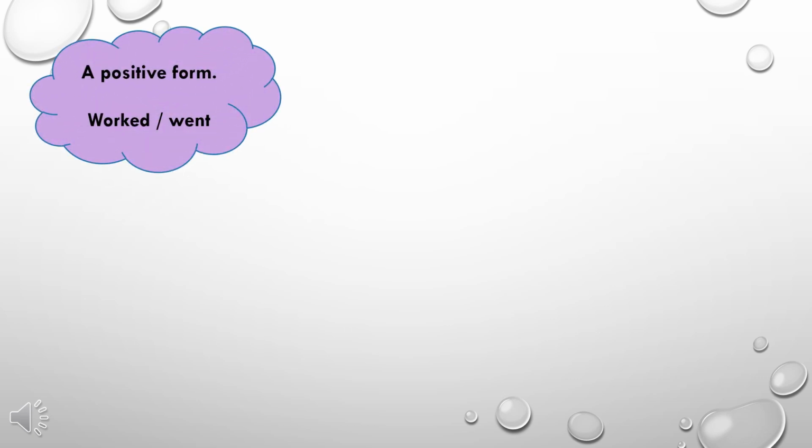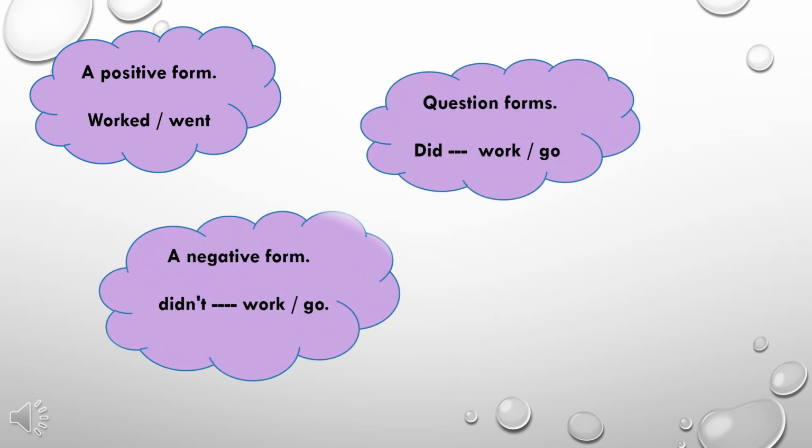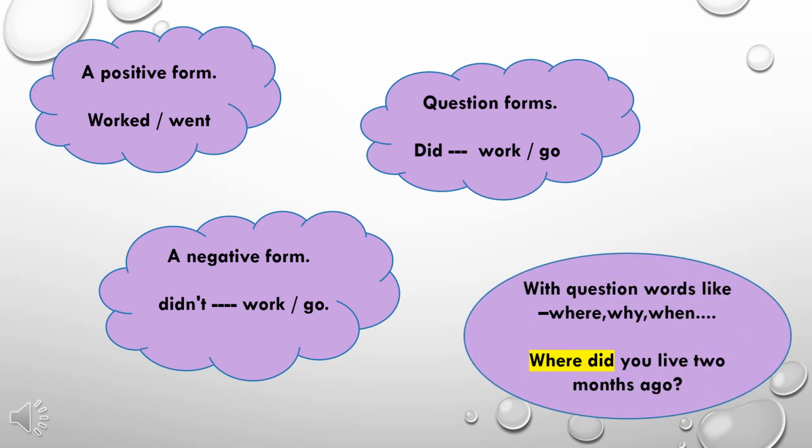Now, did you realize something? Firstly, in a positive form, we had worked and went, the past simple form of the main verbs. But in questions or negative sentences, we had their base forms with helping verbs did or didn't. As you can see, we came back to the base form of the main verbs. So the only place where you need to change the form of the verb into the past form is its positive form. And finally, if you have a question word, you just put it before did. For instance, where did you live 2 months ago? So, this is the entire structure of the past simple tense.